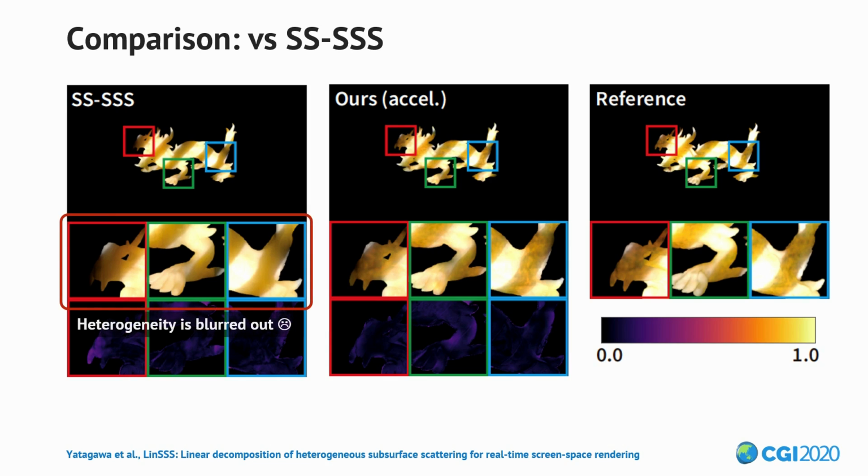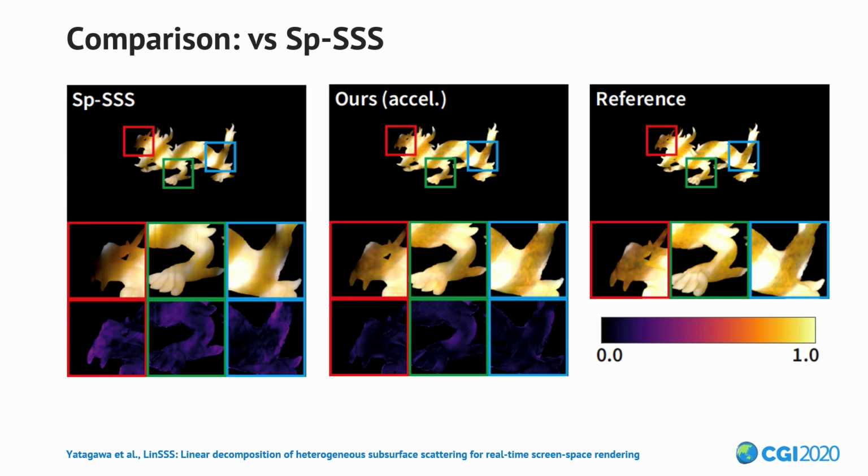Looking closely at the results of the screen space subsurface scattering, the detailed texture which we can see in the reference image is blurred out. On the other hand, our method has succeeded in preserving the detailed texture, and we can see the heterogeneous subsurface scattering is preserved in our rendering.